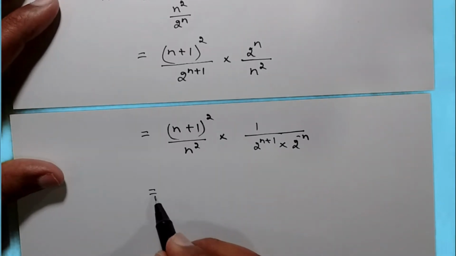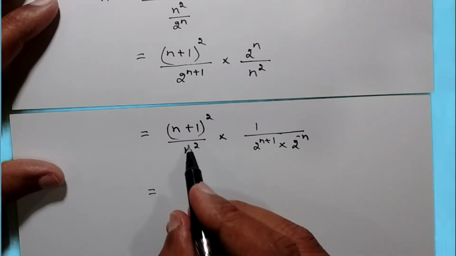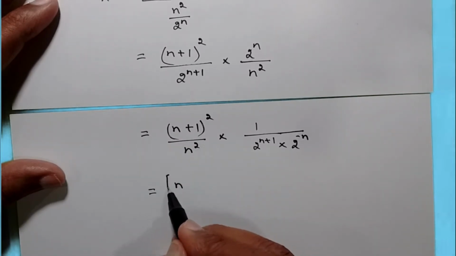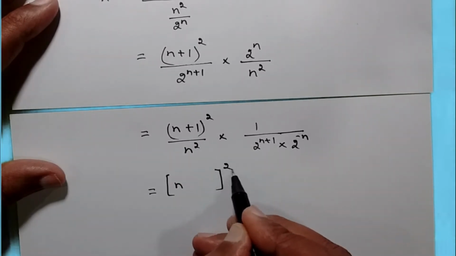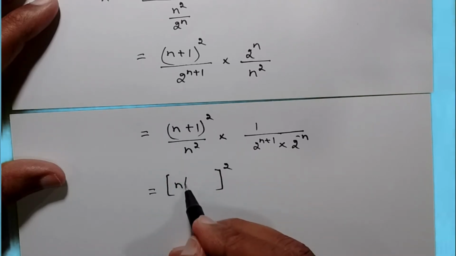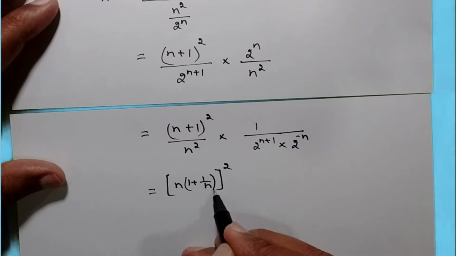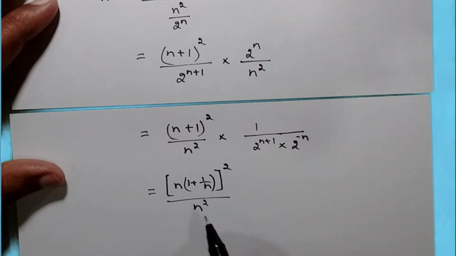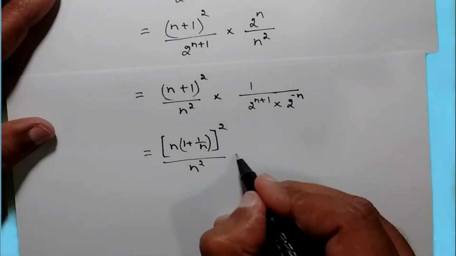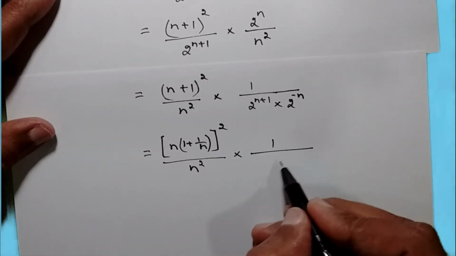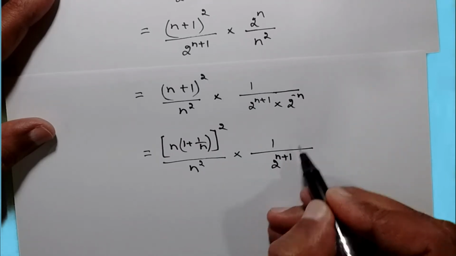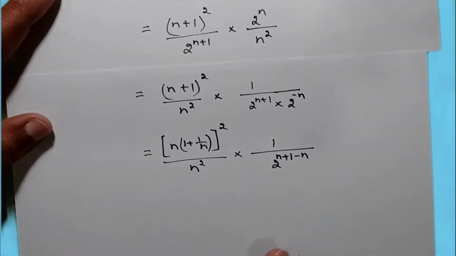Which will be equal to, from here I can take n common. So the square term as it is, only inside the bracket I am taking n common. So if we take n common, what will be left out? (1 plus 1 by n) whole divided by this n square, into 1 by 2 power of. So the bases are the same, you can just add the powers, n plus 1 minus n.